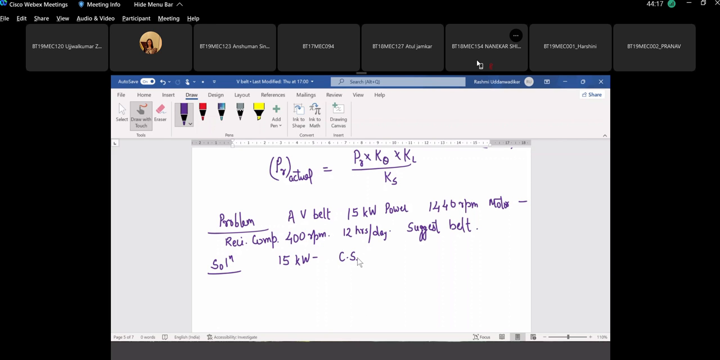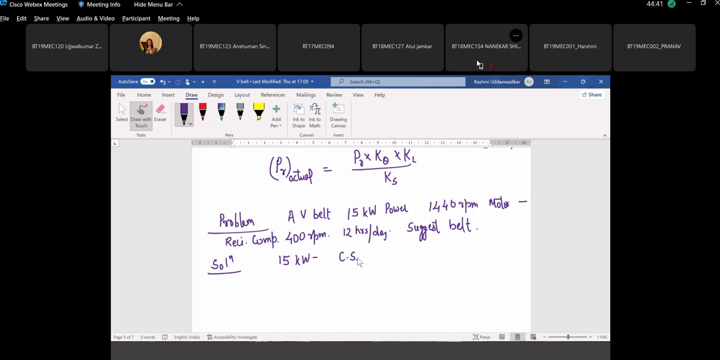B and C. For B cross section, the maximum load it can withstand is 15. For C, 15 is lying in between. This is page number 7.58, PSG design data book.